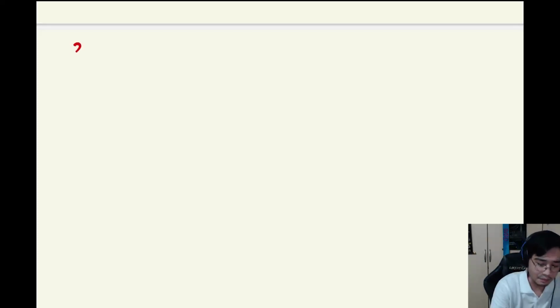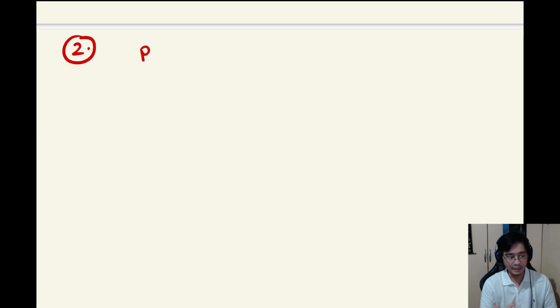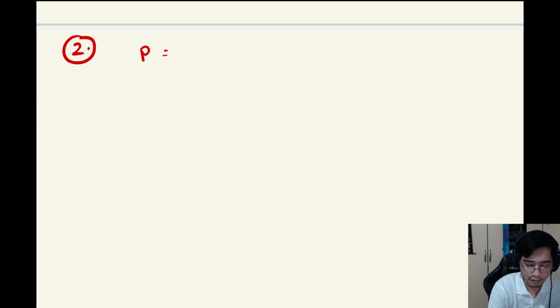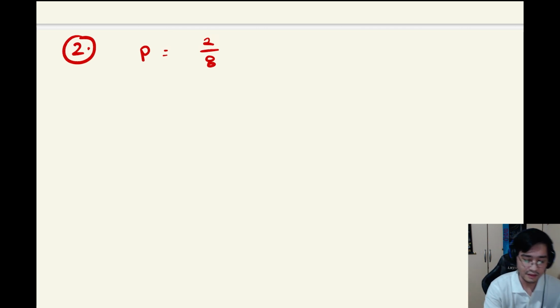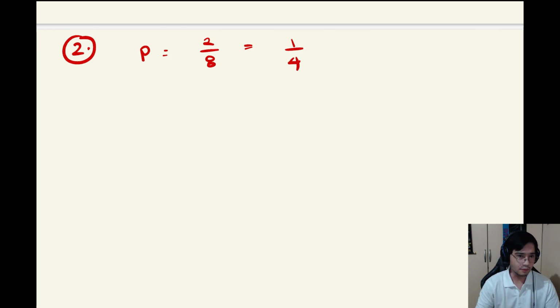So in item number 2, the probability of success, we denote that as P. P is equal to 2 over 8. Once again, the sample space that we have is 8 possible outcomes, and then we only have 2 desired outcomes. Either they are all heads or they are all tails. Simplifying it, we have probability of success equal to 1/4.